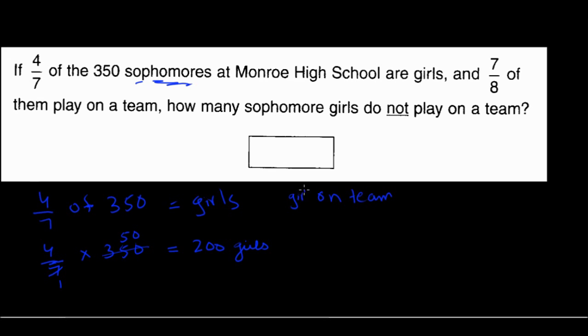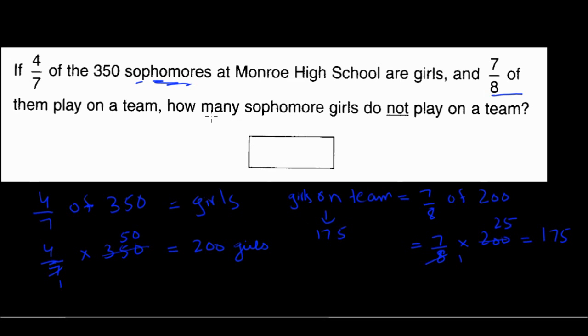So girls on the team. It says 7/8 of them. So 7/8 of the total number of girls, 200, right? Again, take out the "of" to get a multiplication sign. 200, 8 times 25 will give me 200, and 7 times 25 will give me 175. So I have 175 girls on the team.